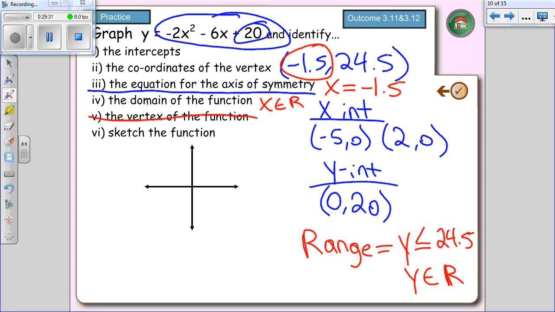My suggestion is you draw all those points roughly. You want your vertex, your y-intercept, and your two x-intercepts. Draw those dots in, and then connect them all in a nice parabola shape. And that gives you a pretty good estimation of what the graph looks like.